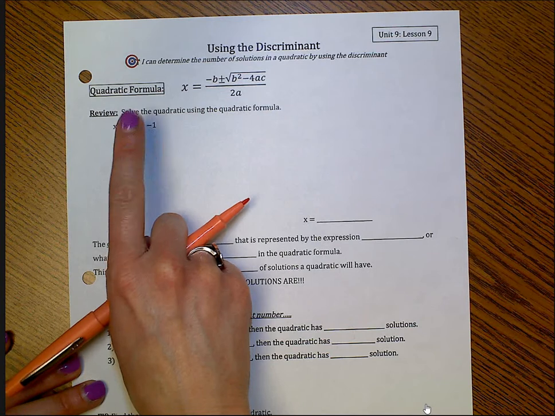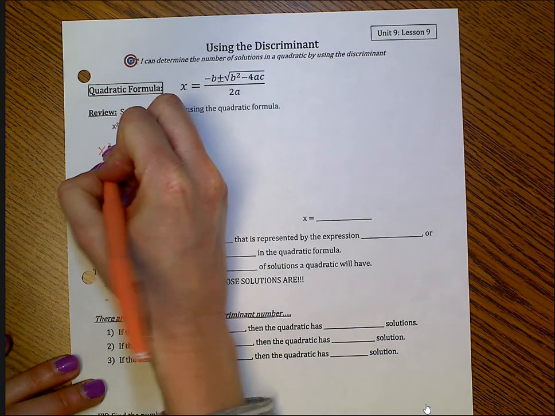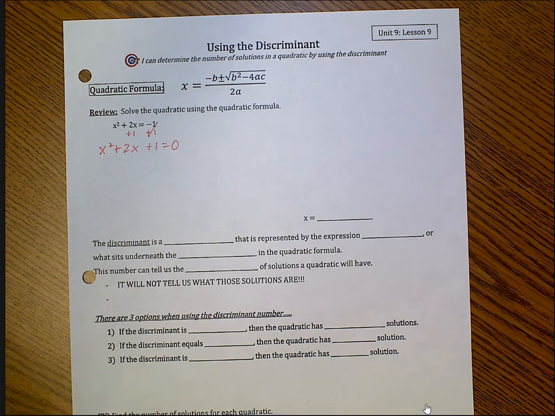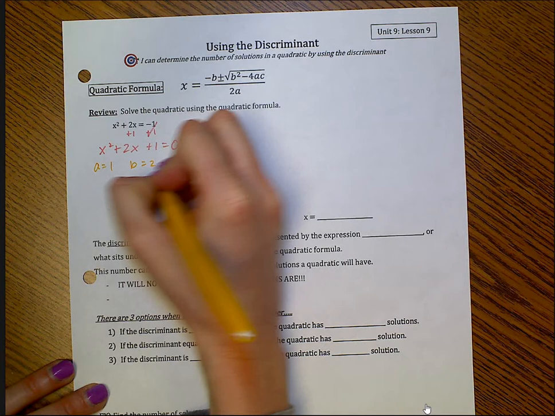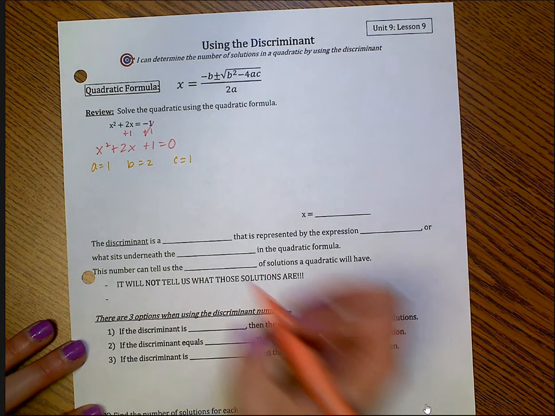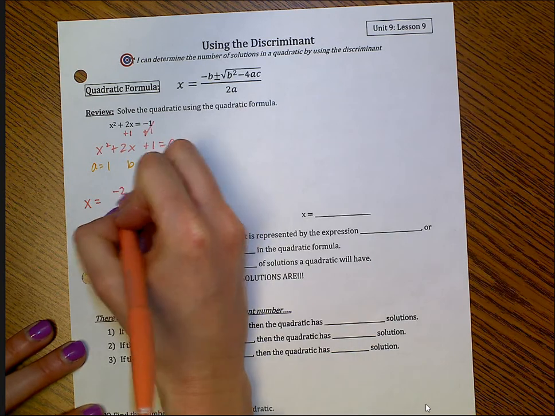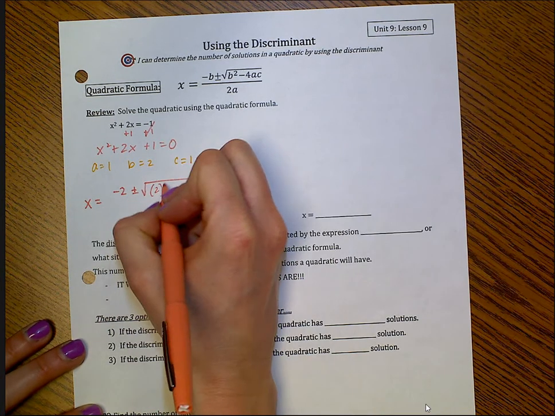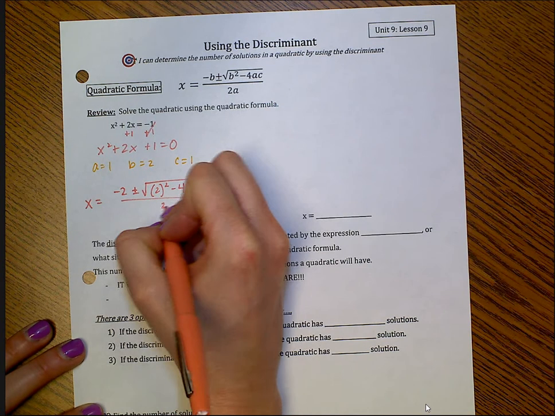Remember, the quadratic formula has to equal 0. So if I was given this first quadratic here, I would add the 1 over to make that happen. Then I would say a equals 1, b equals 2, c equals 1. And I would go ahead and plug it in. So my values of x equal the opposite of b, negative 2, plus or minus the square root of b squared minus 4 times a times c, all of that over 2 times a.